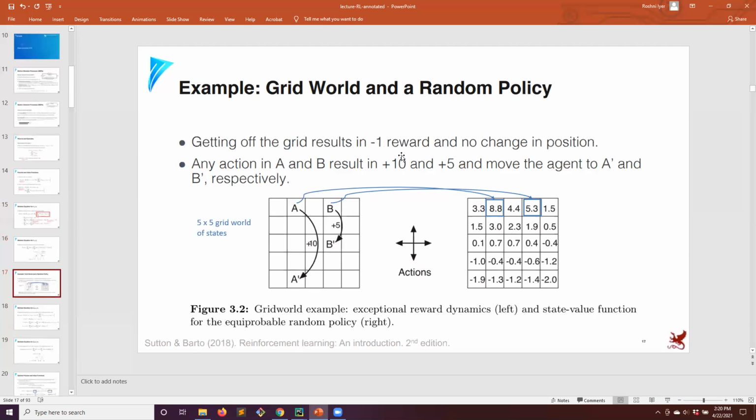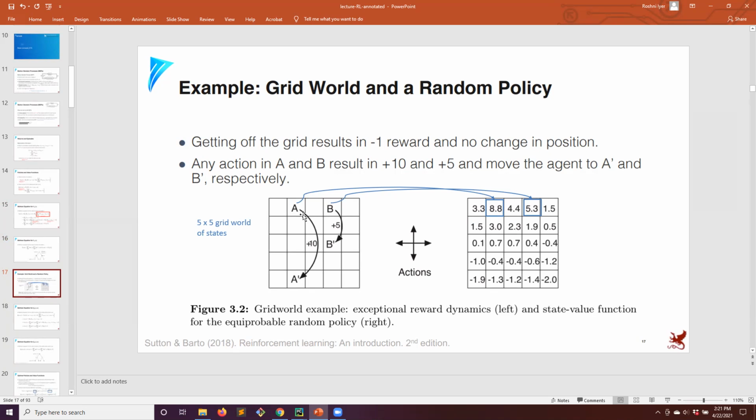This is just an example of what an MDP looks like with the value functions and the Q functions. So for example, let's just consider this case where this is a 5x5 grid world of states. Each of these cells here are each of the different states. And this is just the value functions for each of the states.